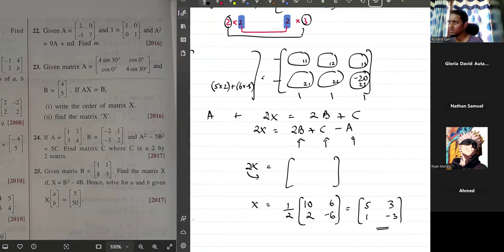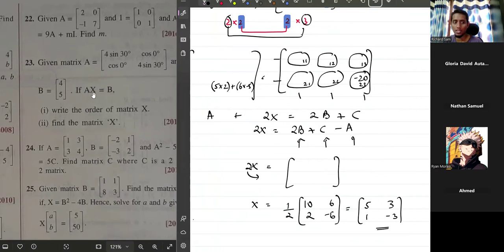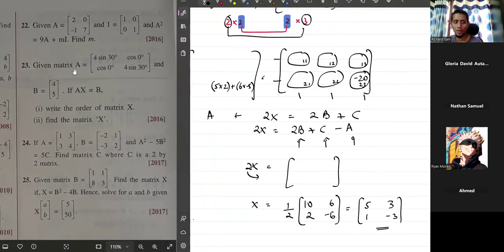with a matrix. Will X ever be multiplied with another matrix? Yes. Look at this 23rd question. A is given, B is given, and here they're asking to find X. Look at this, A is multiplied with X. So you can have that also. The X that you're finding could be added with a matrix, multiplied with a number, or multiplied with another matrix.